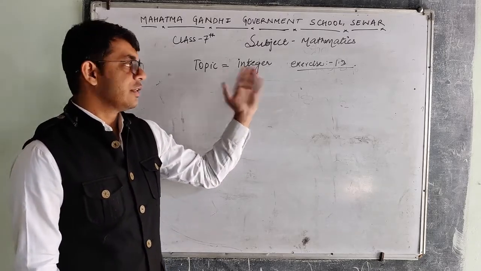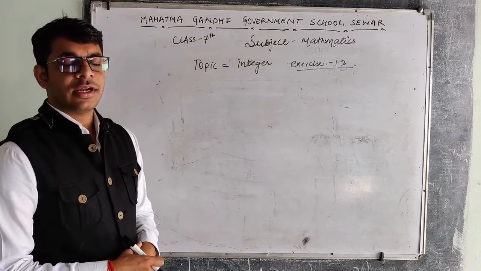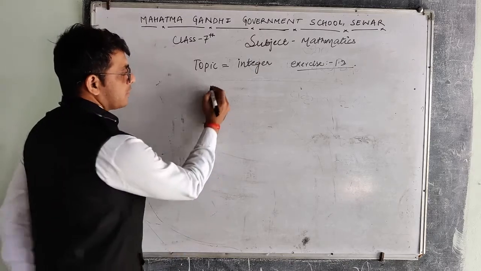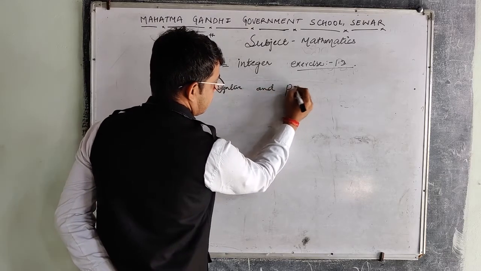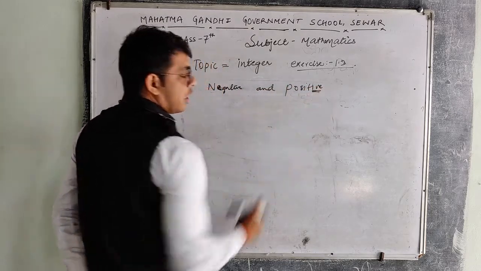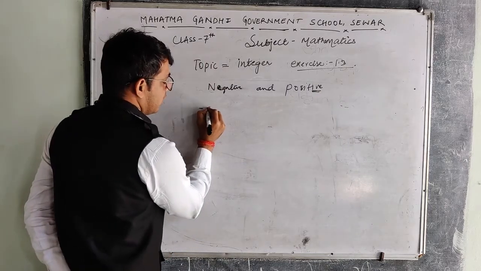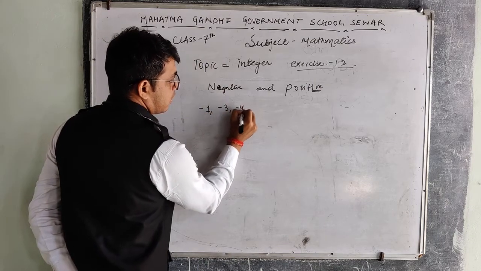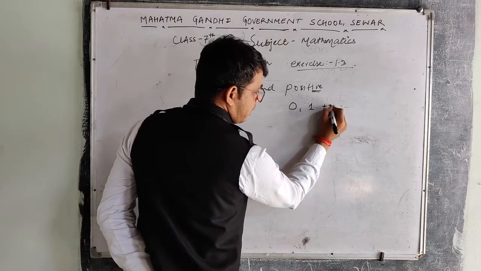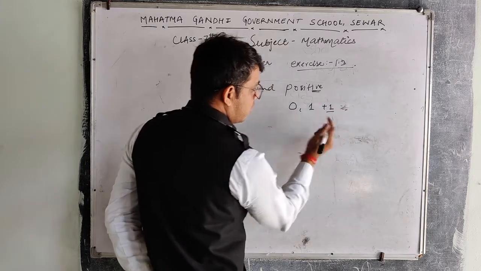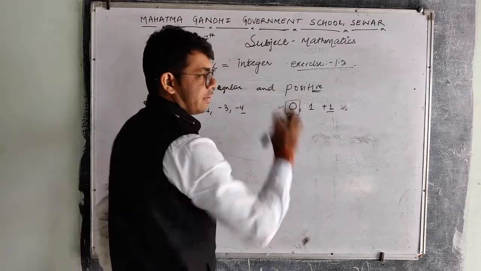Today's topic is integers and we are going to do exercise 1.3. We know that integers are of two types, that is negative and positive. If any integer is negative, there should always be a minus sign before it, like this. But positive integers can be written as 0, 1, or plus 1. So any number that does not have any sign is a positive integer.